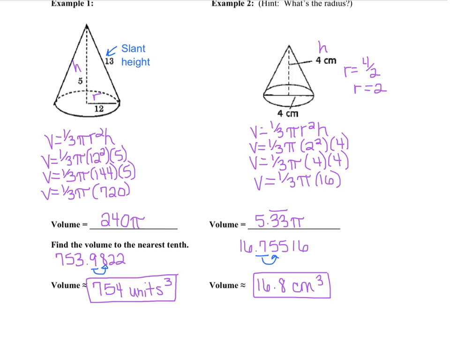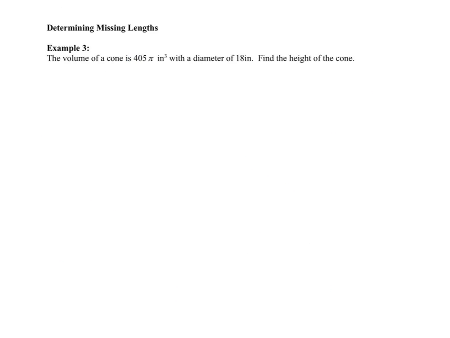All right, let's do another example together. So let's look at example 3. We're going to determine missing lengths. It states the volume of a cone is 405 pi inches cubed with a diameter of 18 inches. Find the height of the cone. So we're given the volume and we're finding a cone, so let's use our formula. Volume equals 1/3 pi times radius squared times our height.